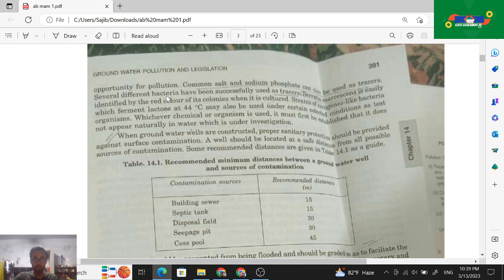Common salt and sodium sulfate can also be used as a tracer. Common salt and sodium phosphate can be used as a tracer. Several different bacteria have been successfully used as a tracer.